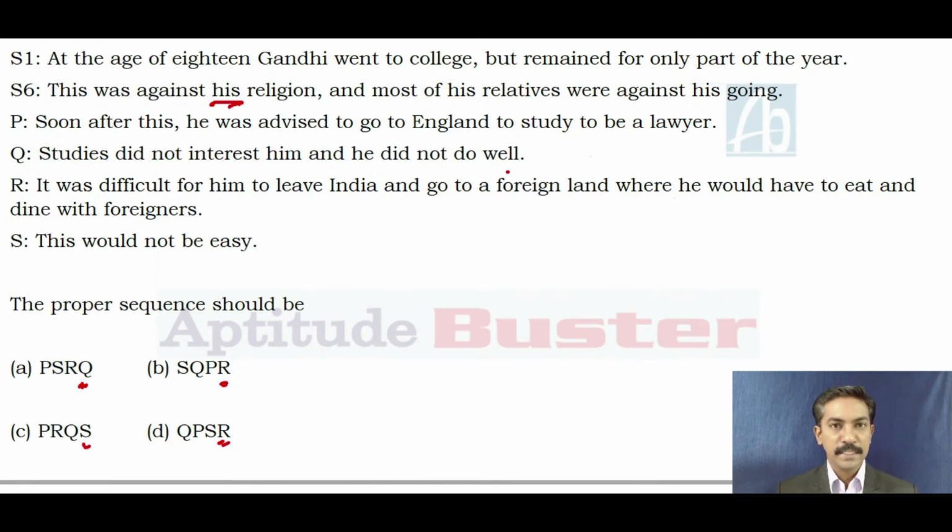Is this idea against anyone's religion? Cannot be. A can be eliminated. Look at C. This would not be easy. Can we say this is against religion? Doesn't make sense. You can easily eliminate A and C. Now, what you need to do?